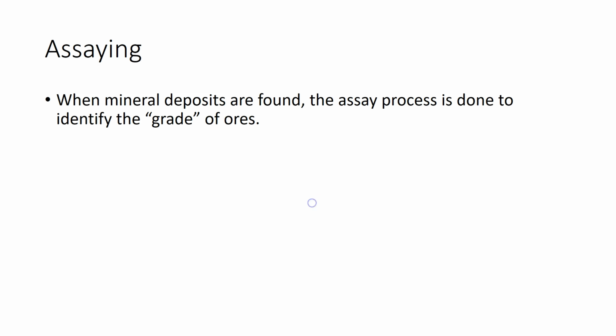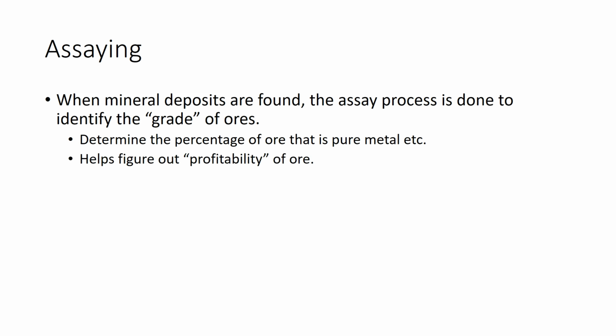Anyway, assaying. Assaying is the process by which we determine just how much of a particular mineral we can get out of an ore. When mineral deposits or certain ores are found, the assay process is done to identify whether it's a high-grade or low-grade ore. So it gives us a method for determining the percentage of the ore that is actually the pure metal. We can go back to bauxite. If we have a high-grade bauxite ore, or even a low-grade, we can use the assay process to determine what percentage of that ore is the metal we're going after, and then we can make a prediction about how much we should get, how much profit we can make, and so on.